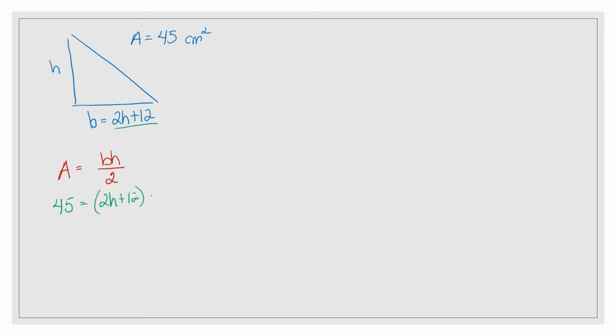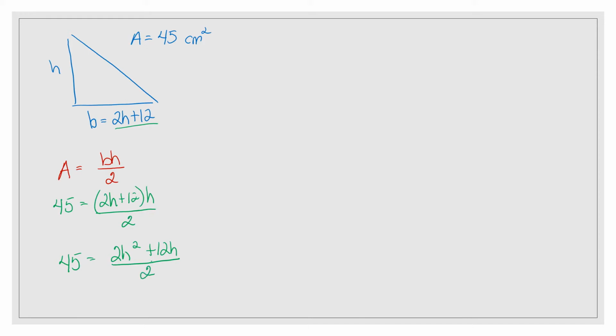The height, well, that's just h, all divided by 2, isn't it? Good. Now, from here you can proceed a couple of different ways. So me personally, in the right side, I don't want to deal with those parentheses. So I'd rather get rid of that parentheses and distribute. And when I distribute, I would get 2h squared plus 12h.